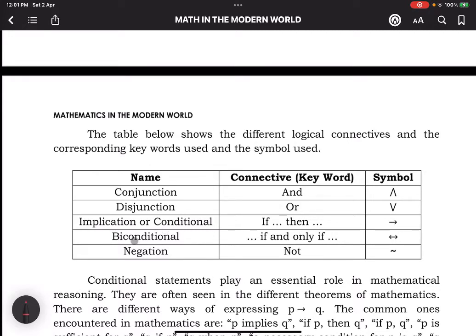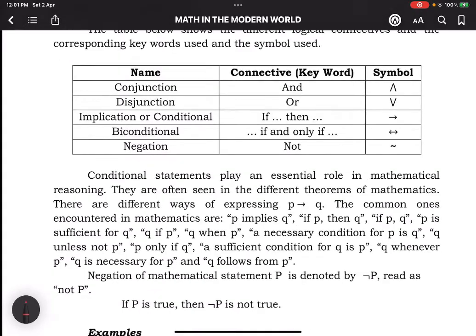And for the biconditional, our keyword is "if and only if," and our symbol is the double arrow. And for negation, our keyword is "not," and its symbol is the hyphen. So the reading there is: not, if and only if, then, or, and.